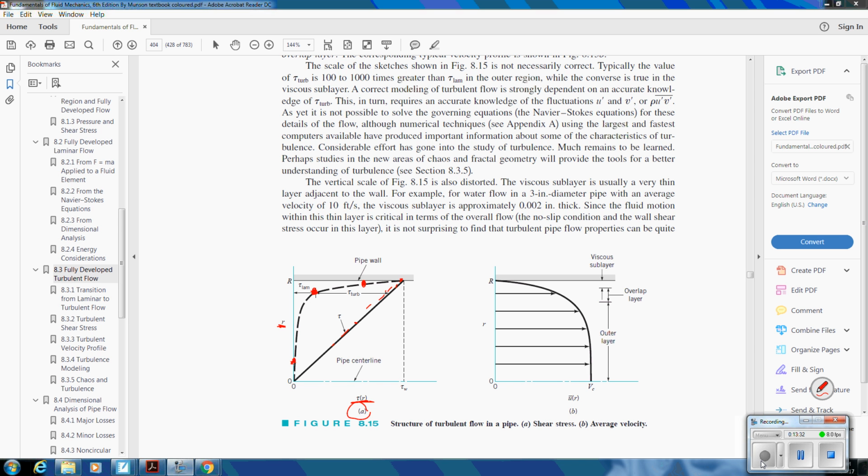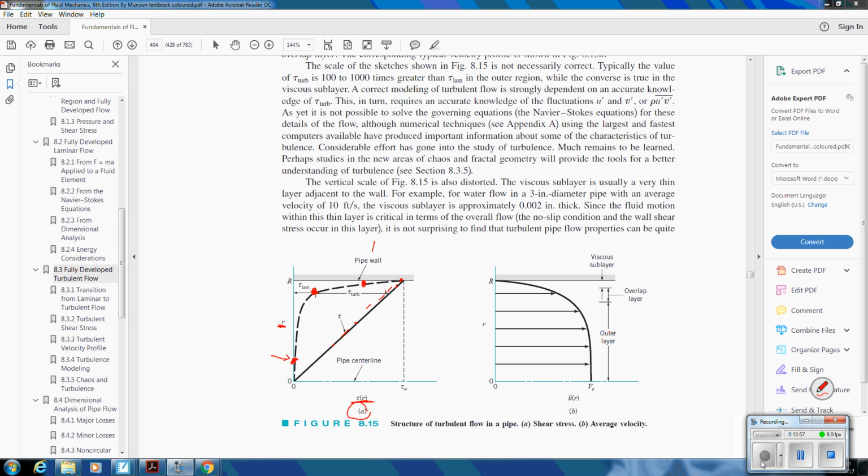For example, if we look at this point, which is near the pipe center line, we can see that the laminar component is much smaller than the turbulent component, right? The portion of laminar shear stress is much smaller than the turbulence.